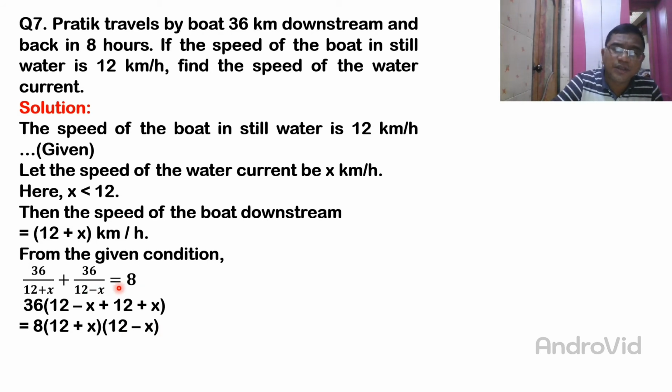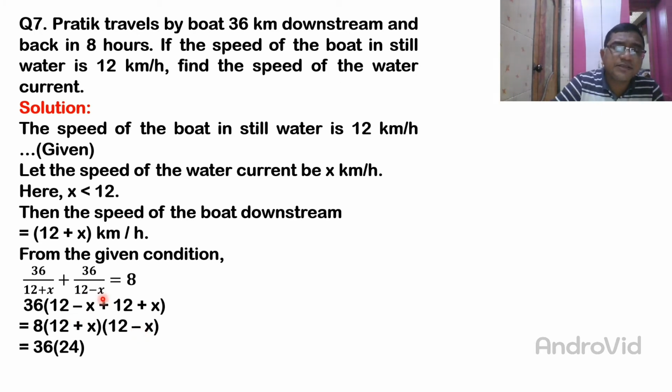Just see. This is 12 plus x, 12 minus x. So this is 36. Here is plus x. So 36 is multiplied by 12 minus x. Here is minus x, 12 minus x. So here it is multiplied by 12 plus x. Is that clear? 36 into 12 minus x and 12 plus x is equal to 8, cross multiplication. Cross. 8 is multiplying 12 plus x into 12 minus x.